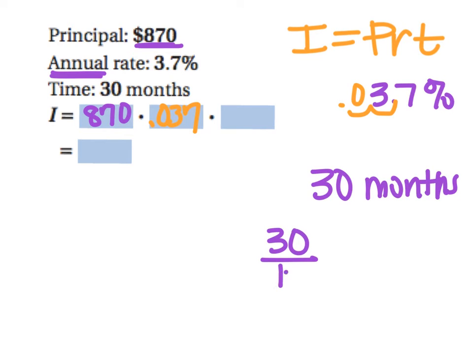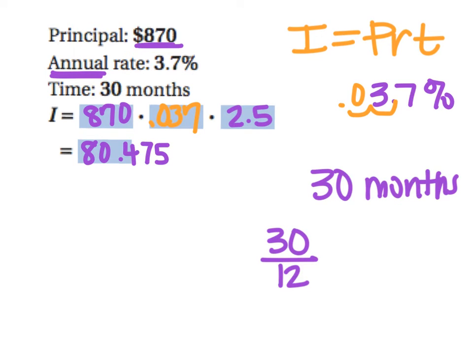So I'm going to do 30 divided by 12. If I type that in on my calculator, 30 divided by 12, I end up with 2.5. That's actually 2.5 years. So if it's in months, please make sure you turn it to years. And this is a quick way to do it. Just divide by 12. Now I can multiply it out. So I have 870 times 0.037 times 2.5. And I end up with 80.475.